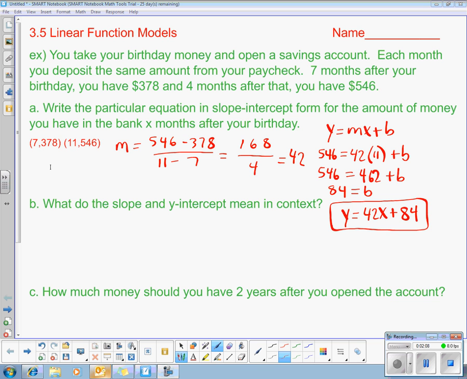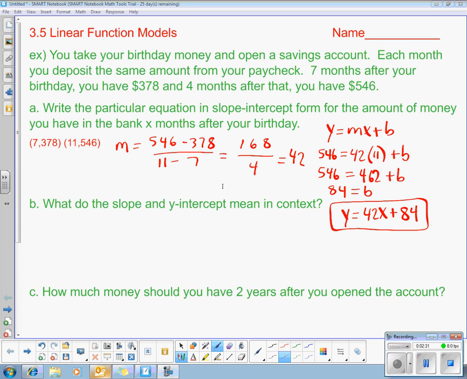From those 2 points, I first calculated the slope, which turned out to be 42. I did y minus y over x minus x. And it does not matter if you do 378 minus 546 over 7 minus 11. In that case, I'd get negative 168 over negative 4, which would turn out to be positive 42, as long as you're consistent in the direction.